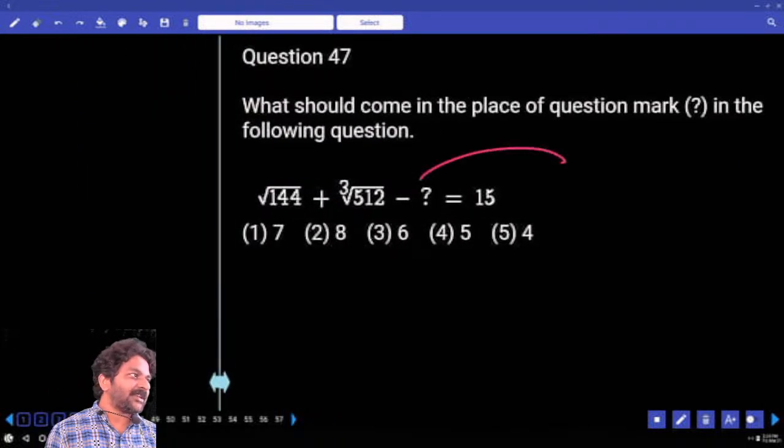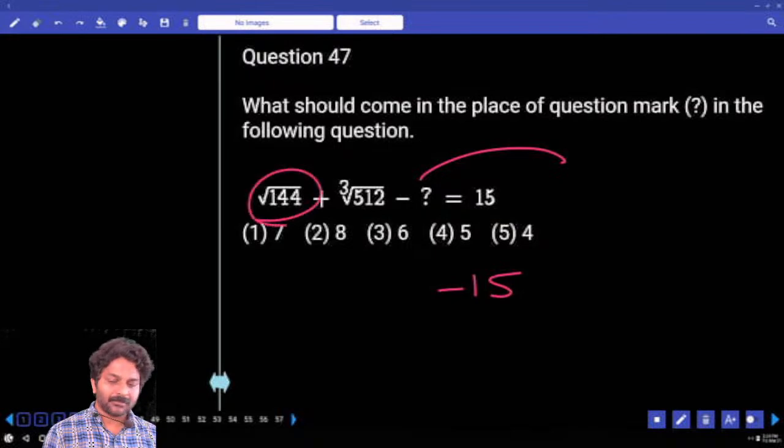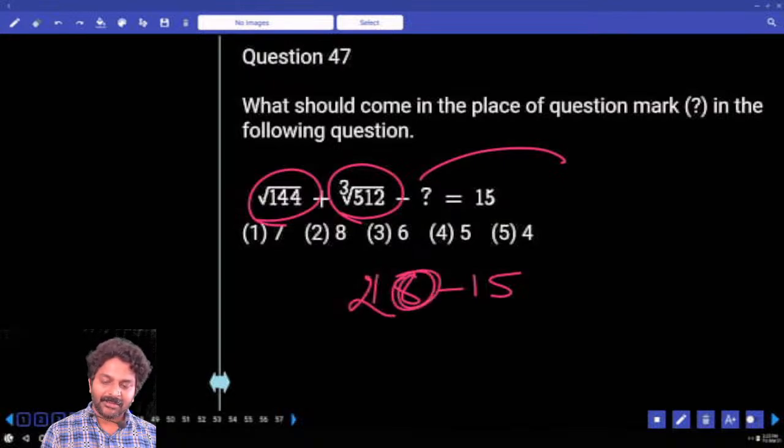Minus x goes to the other side. 15 comes to the left hand side, becomes minus 15. Square root of 144. Cube root of 512. Total 20. 20 minus 15. Which option? Fourth option. Answer 5, option 4. Be careful. Is that okay?